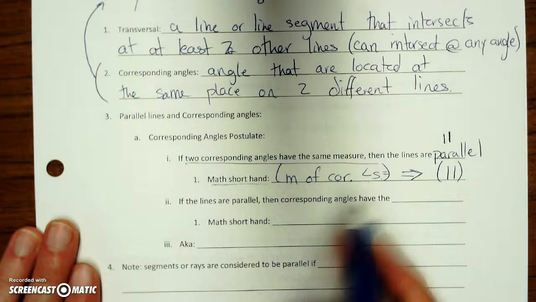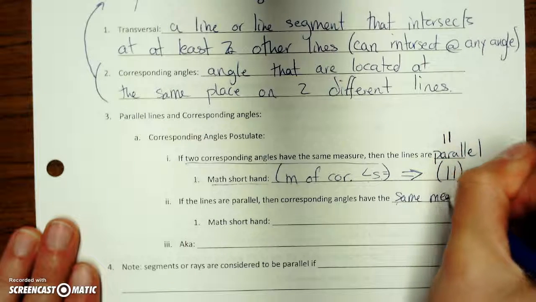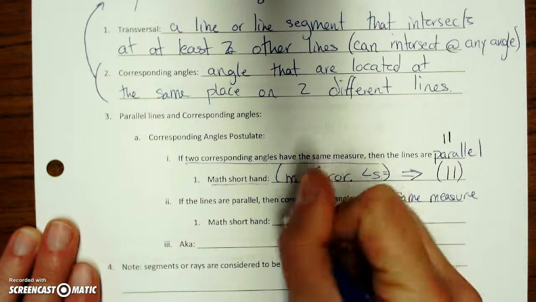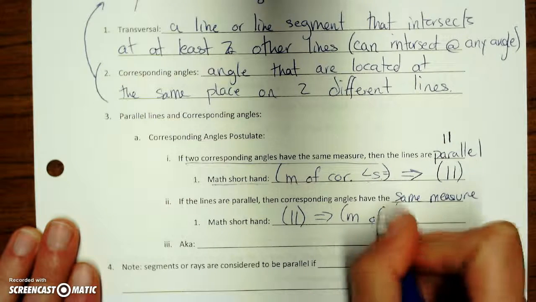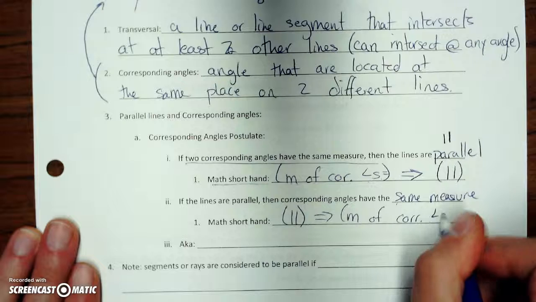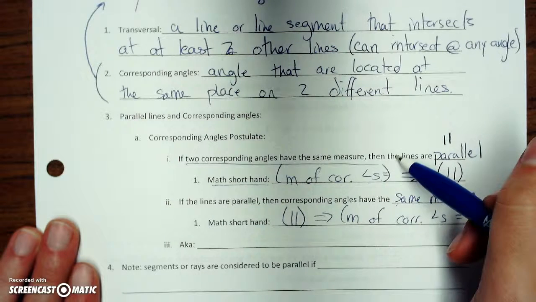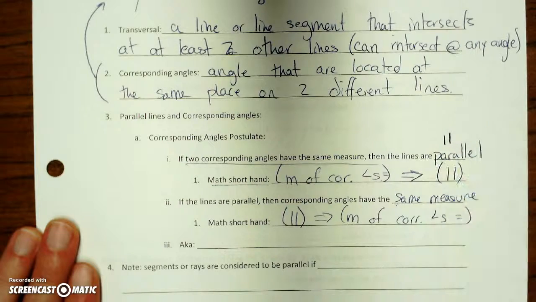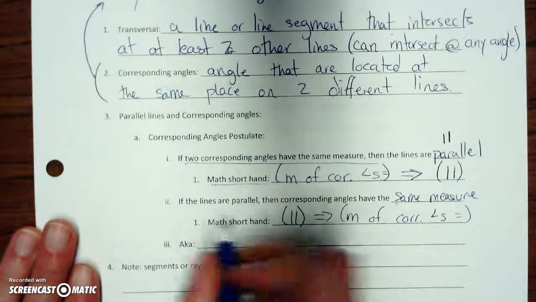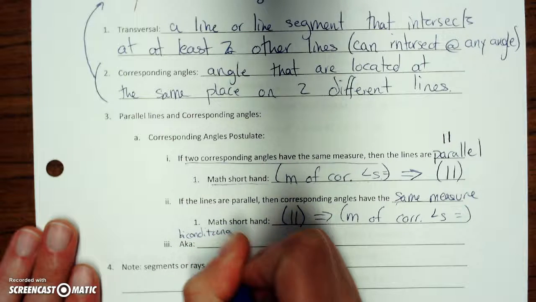Okay. If the lines are parallel, we have a second statement as well. If they are parallel, the corresponding angles have to have the same measure. So this is just saying if the lines are parallel, it implies that the measure of the corresponding angles is equal. Notice here we have a statement and the converse of the statement. Now, if both of these are true, which they are, I just told you, it means we have a biconditional.